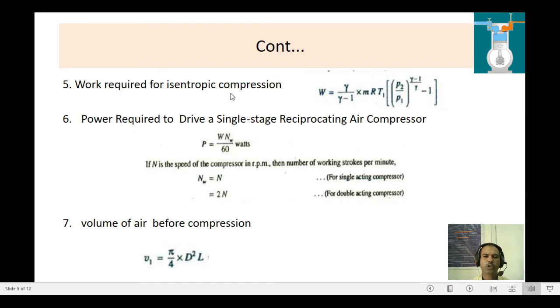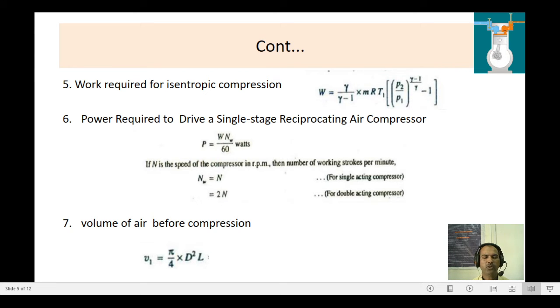Similarly for the isentropic process, gamma is very important. Sometimes in a problem the gamma value is not given, so you have to assume the gamma value for air is 1.4. Sometimes the Cp and Cv values are given, so you have to calculate gamma, that is gamma = Cp/Cv. And also the IP value, that is indicated power, can be calculated by this formula, that is W N_w/60 watts. For a single acting compressor the N_w value is N, and for a double acting compressor you have to take 2N.